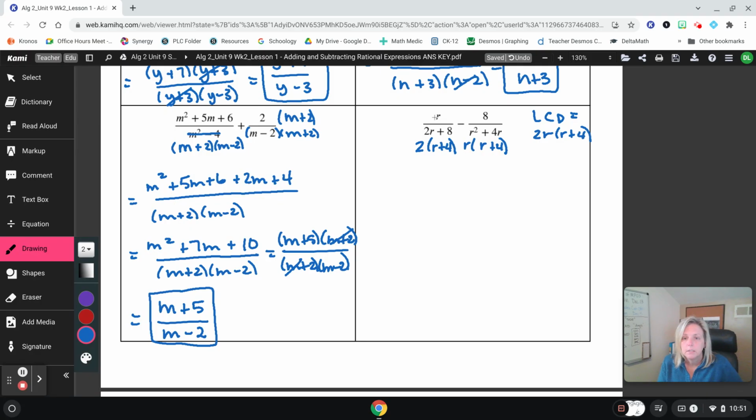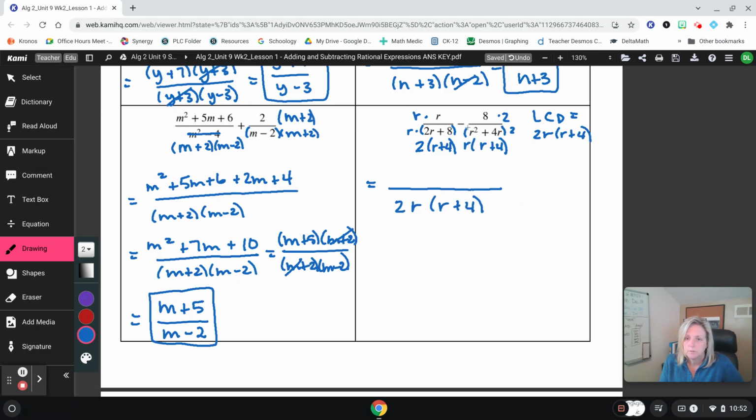And so this left side is missing the r. So we're going to multiply r by the numerator and the denominator. And the denominator on the right side is missing 2. So we're going to multiply the denominator by 2 and the numerator on the right side. So we can go ahead and write out our denominator. It's going to be 2r times r plus 4.